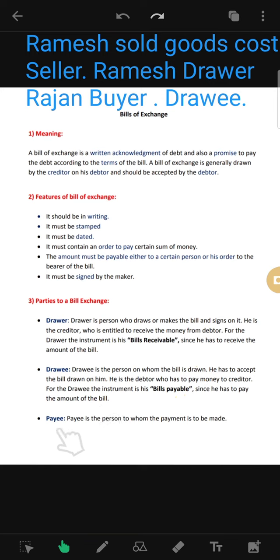Then next we have the payee. The payee is the person to whom the amount is being paid. For example, if the drawer wants the money to go to his creditor, then the drawer may instruct the drawee to make the payment to the third party. Okay, so that will be the payee.